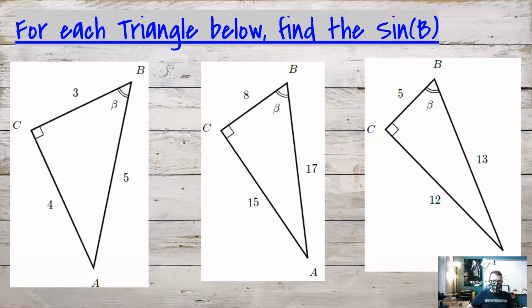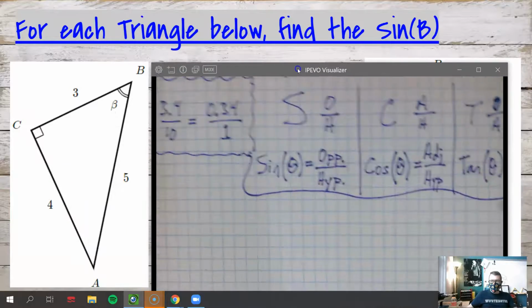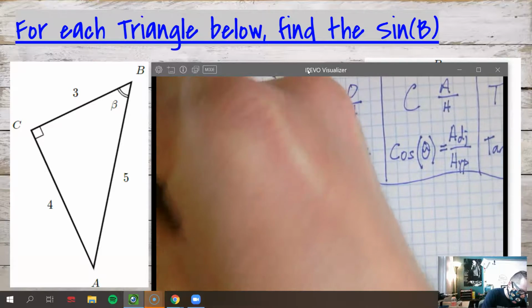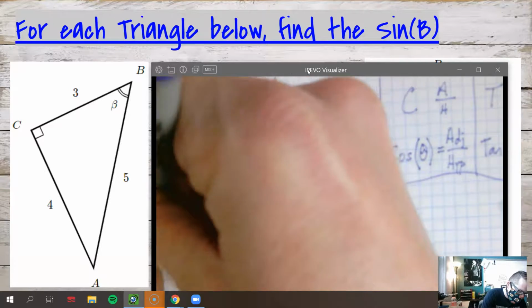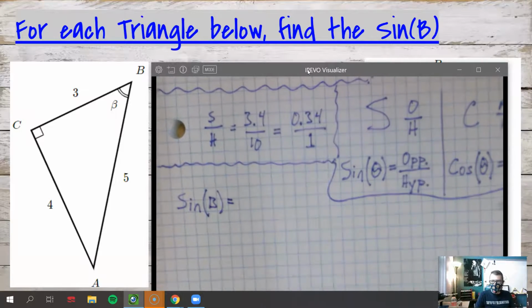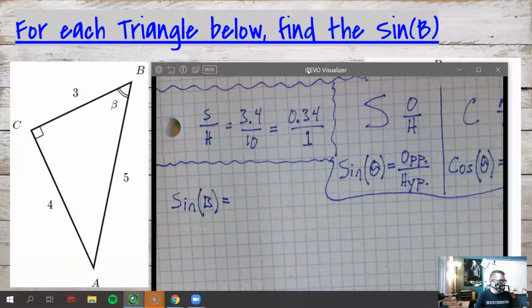Sine, according to our notes, sets up the ratio of opposite over hypotenuse. So for this first triangle, the sine of B we would write... sorry you couldn't see that. Sine of B, B is like our input, right, because sine is a function. That function just corresponds to a table of ratios, right?